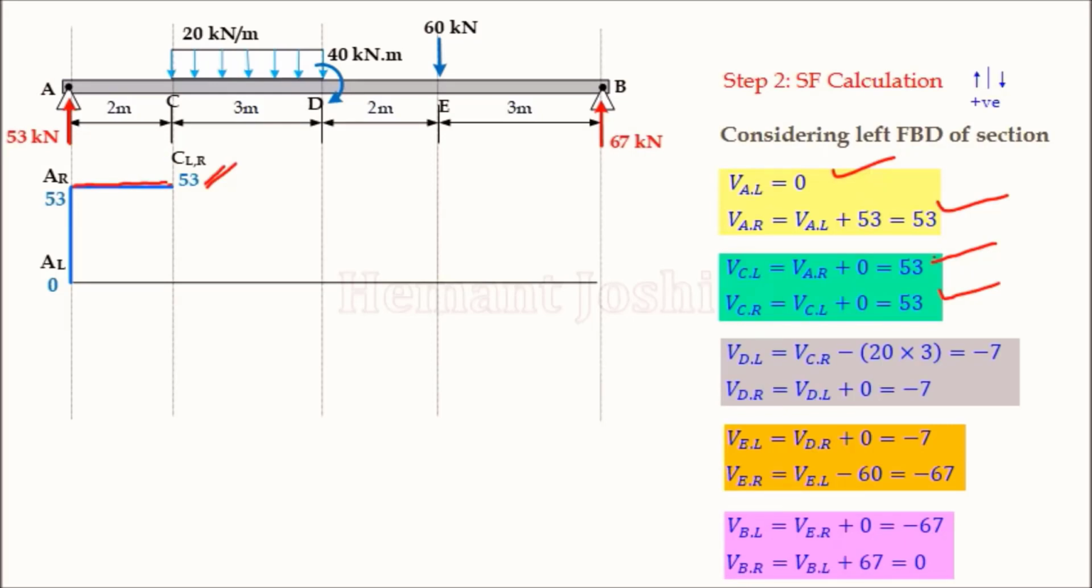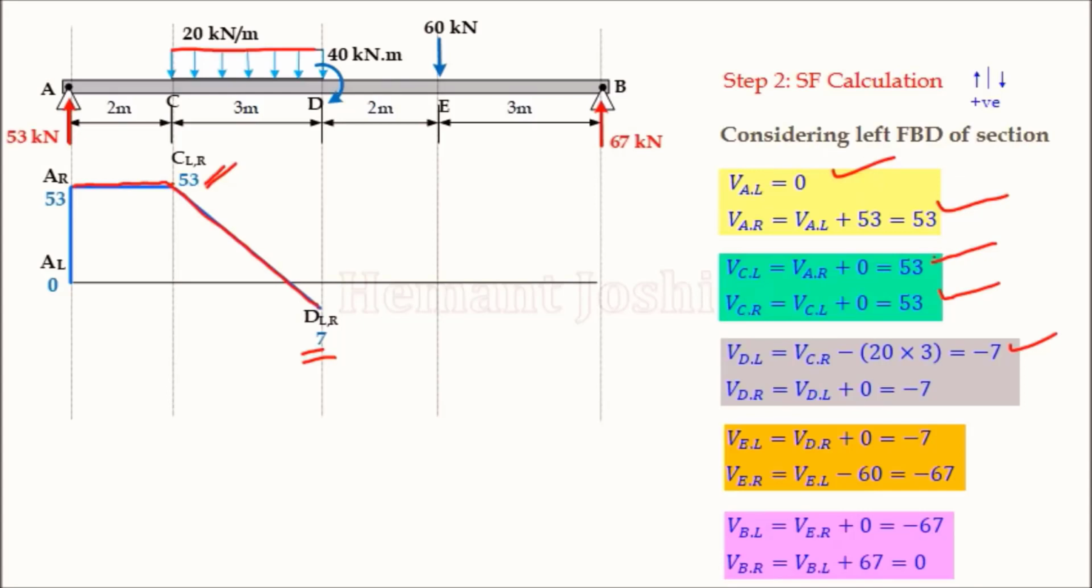Then next point is D left. So D left is this point. So let us plot D left which is minus 7. So it is plotted here. D left is minus 7. Now these 2 points are supposed to join. To join these 2 points, you have to identify that table property. Whenever UDL is acting on beam, shear force diagram is an inclined line. So that way we are going to plot that D left.